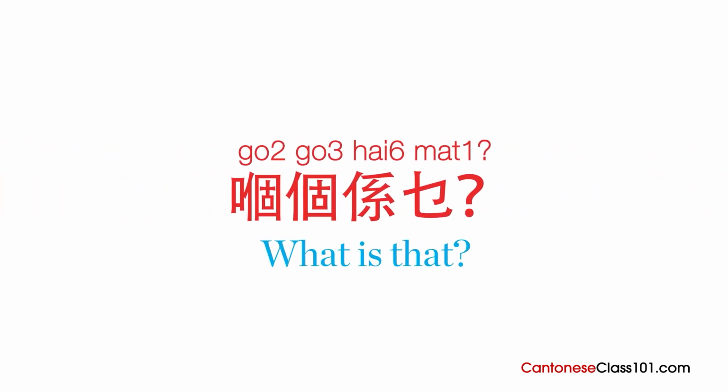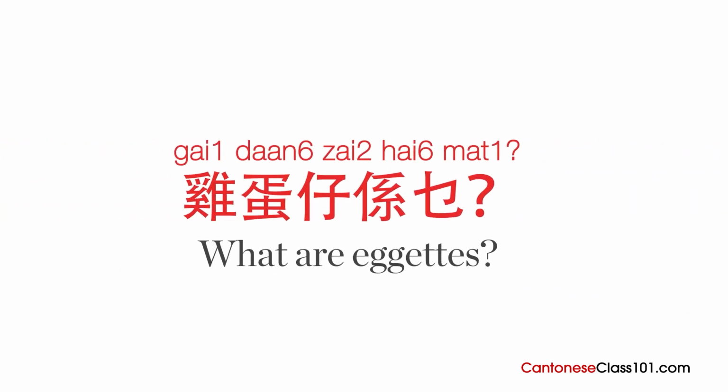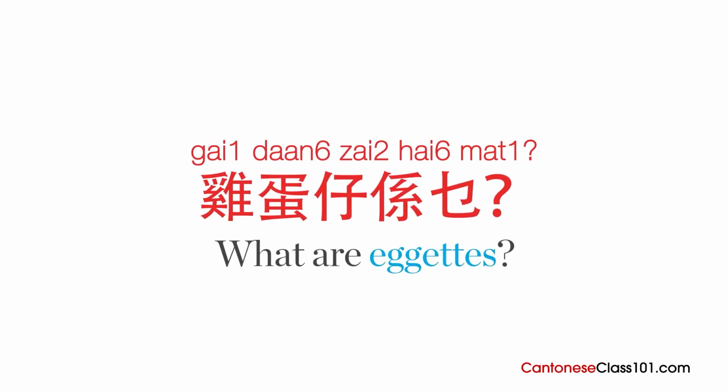And for what is that? It's 嗰個係乜? In which 嗰個 means that thing. If someone was talking about, say, eggets, 雞蛋仔, yum. If you don't know what that is, then you can ask, what are eggets? 雞蛋仔係乜? So we start with the name of the item. 雞蛋仔 is a kind of Hong Kong street snack. Then we add 係乜? to form the question, what are eggets?